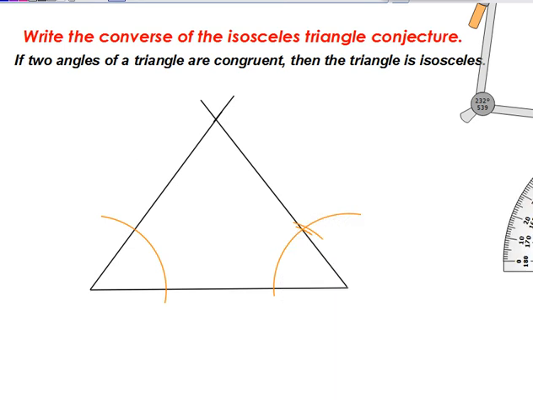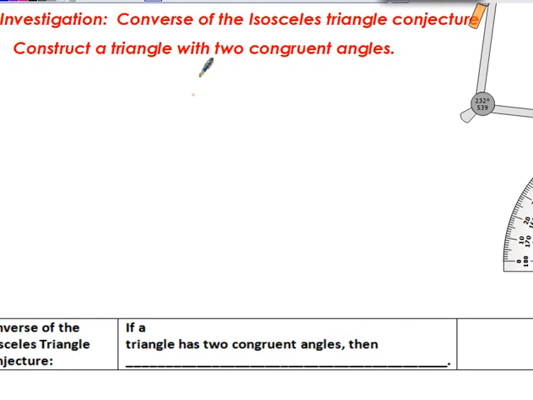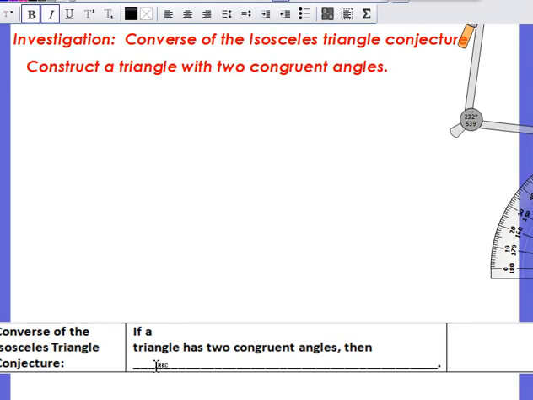So the whole goal of that is if the base angles are congruent, then the sides are congruent. Notice where those sides are as well. So if these two base angles, or two angles of a triangle, are congruent, then the sides opposite them are congruent. And then that would force it to be an isosceles triangle. So we just determined that if a triangle has two congruent angles, then the triangle is isosceles.